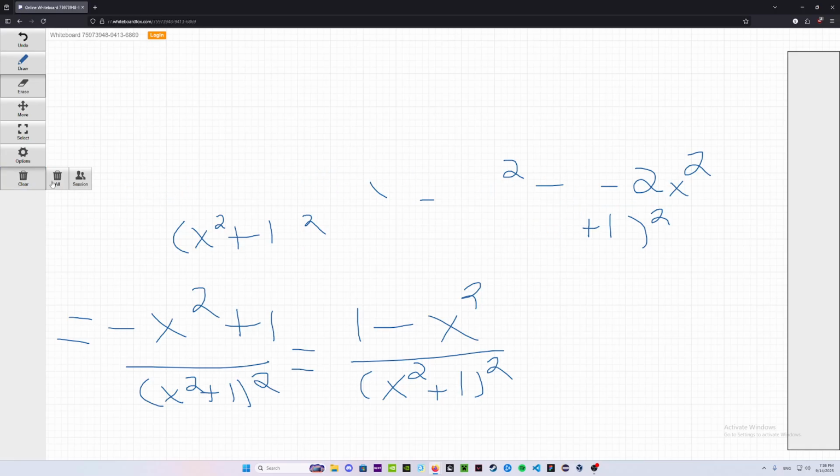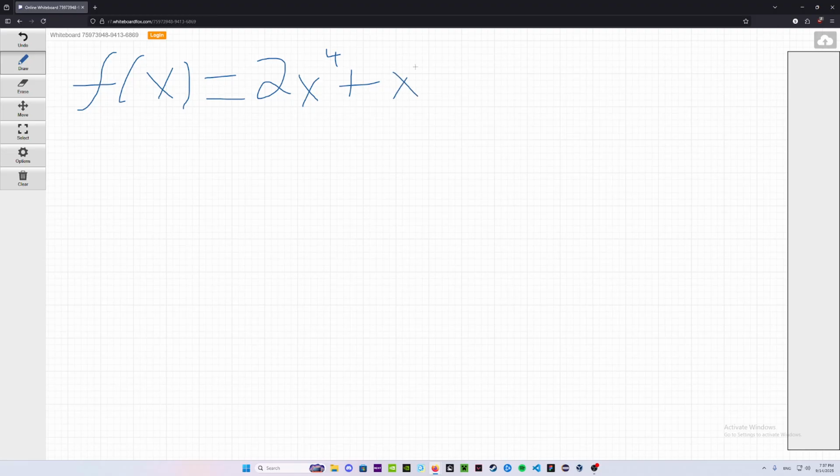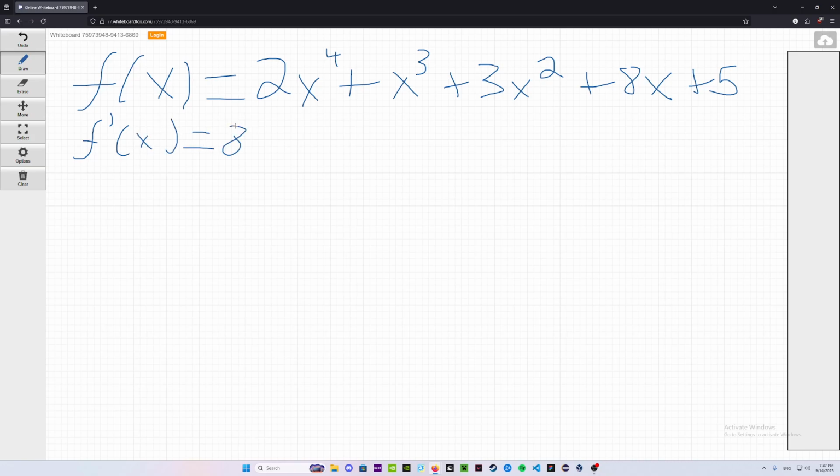So let me just clear all this. Say I have f of x equals, let's say, 2x to the power of 4 plus x to the power of 3 plus 3x to the power of 2 plus 8x plus 5. Now if you take f prime of this, you're going to end up with 8x to the power of 3 plus 3x squared plus 6x plus 8, because the constant turns into a 0.